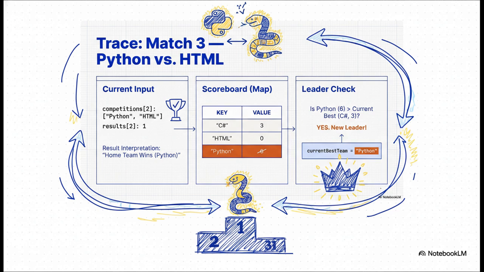Is Python's score of 6 greater than C# score of 3? Absolutely. So we have a new leader. Current best team is now Python. And since the tournament is over, we have our win.